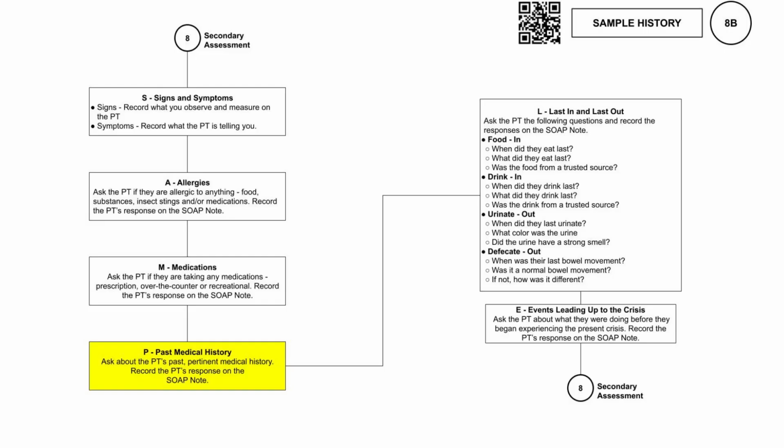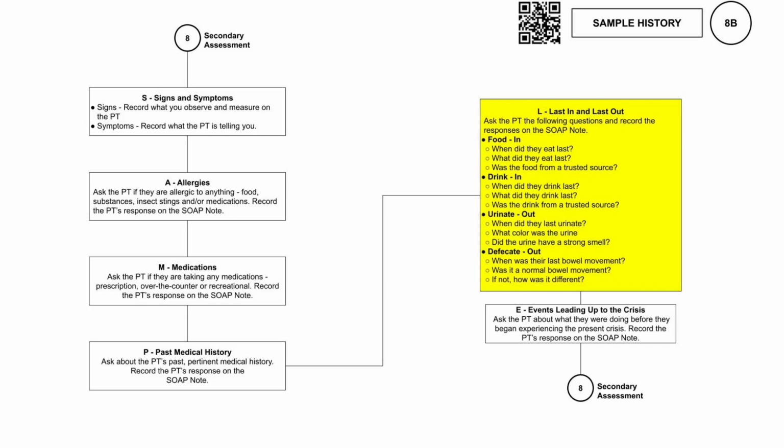P, past pertinent medical history. Focus on recent surgeries, illnesses, or similar episodes relevant to the current condition. Inquire about previous treatments and medications, aiming to understand any ongoing health concerns that could impact care.